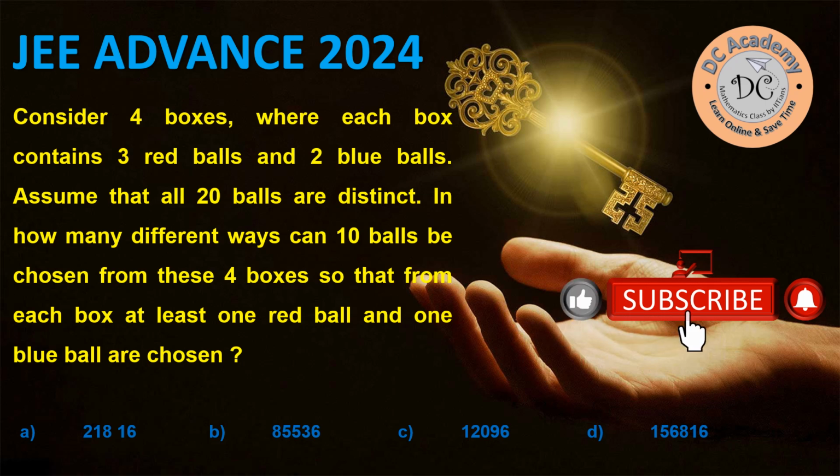So therefore, we have to select one red and one blue ball always, and then the remaining balls can be placed in any one of the boxes. That's the problem. So let's go ahead and solve this problem.